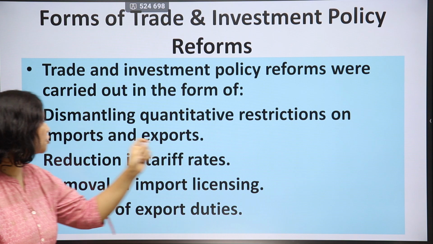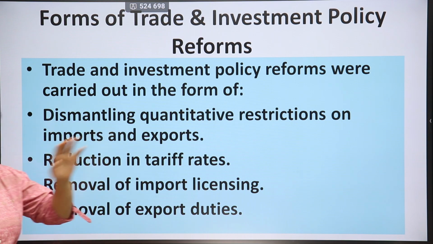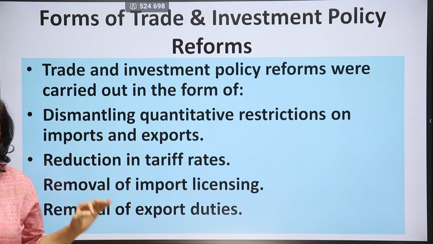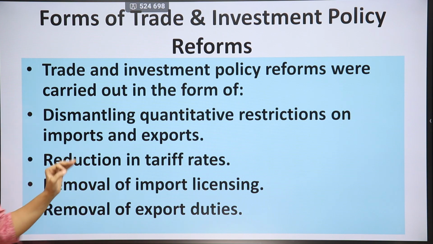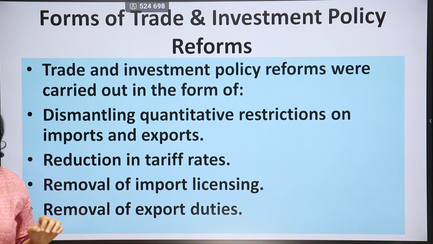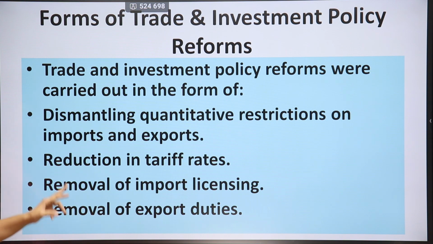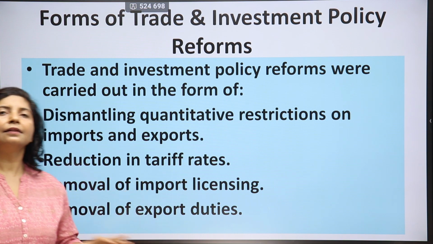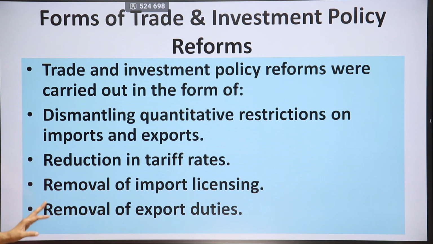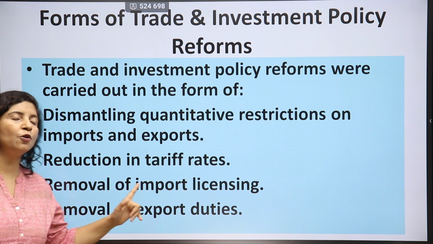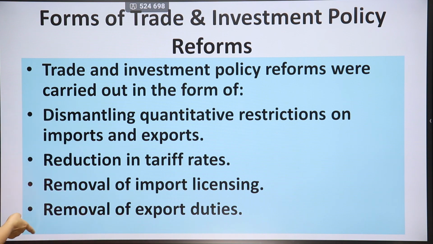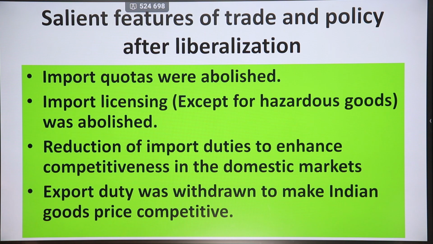Dismantling quantitative restrictions on imports and exports. All the quantitative restrictions, that means import quotas, were abolished. Reduction in tariff rates. That means previously if you wanted to import or export, you had to pay a high amount of taxes, but it was not so now. Removal of import licensing. There was no licensing for import of commodities or any type of raw material into India or machines. Remove export duties. If you wanted to export, you had to pay no taxes.